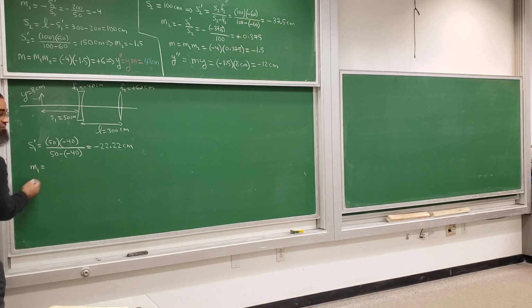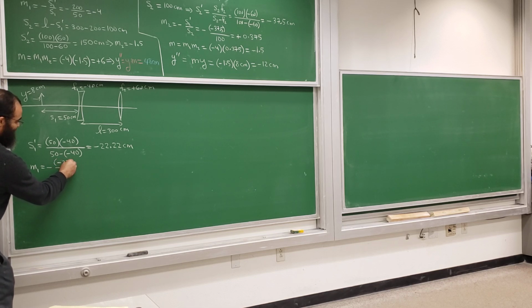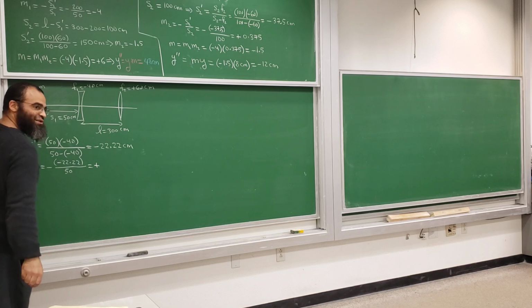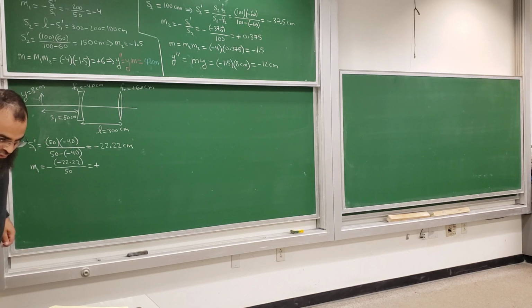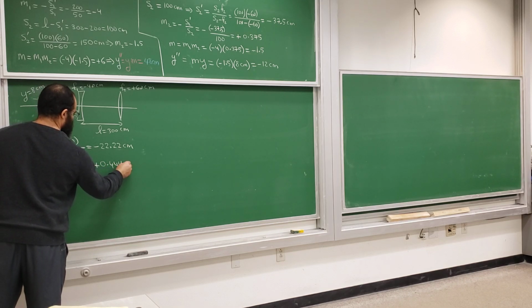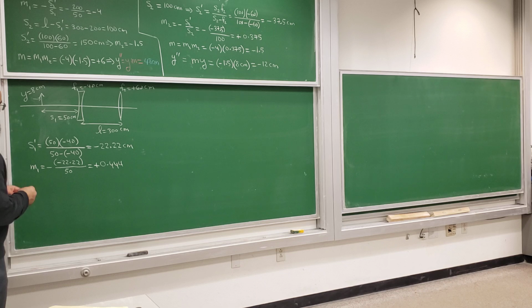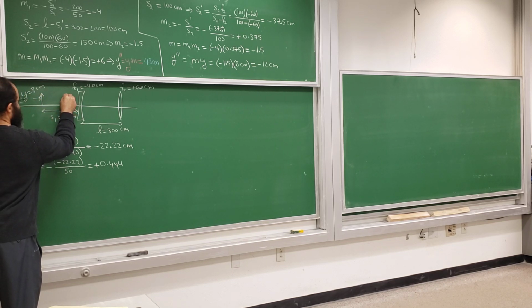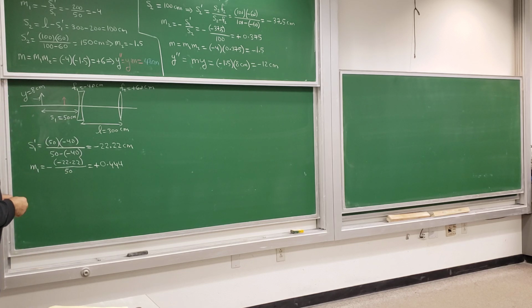M1 is going to be what? Who can tell me? Minus what? 22. So minus minus 22, right? 0.22 over what? 50. So it's going to be minus minus, that's a plus. I will emphasize it would be positive. If you divide by 50, you get 0.44 repeating, right? That's the magnification. So it would be almost half the size, but it would be upright. And that image is going to be here, okay? That image is going to be there.